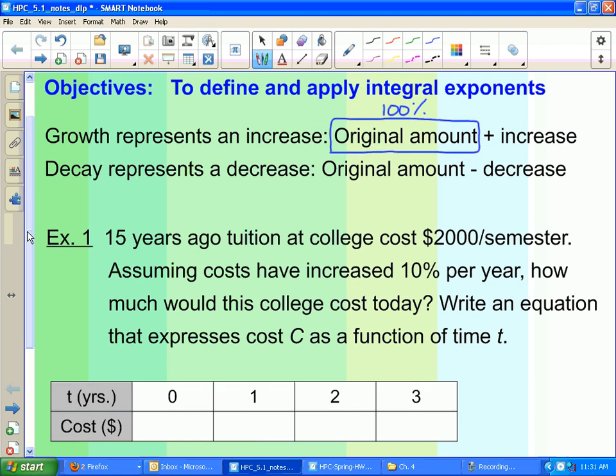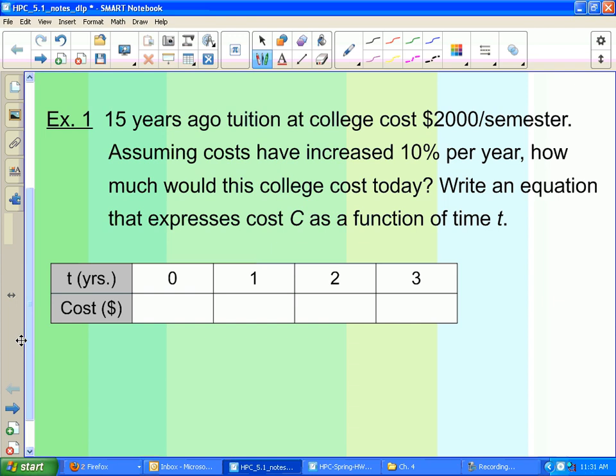It's a racket. All right, so here we go. 15 years ago, college, 2000. Obviously we're just arbitrarily choosing, we don't know what college this is. $2,000 a semester. This is just tuition, just paying for my units. This isn't paying for my books or anything. $2,000 a semester. Assuming those costs have increased at 10% a year, how much would this college cost us today?